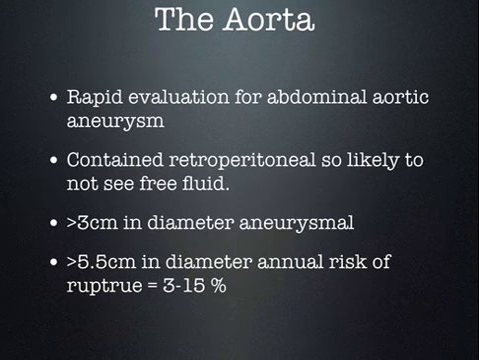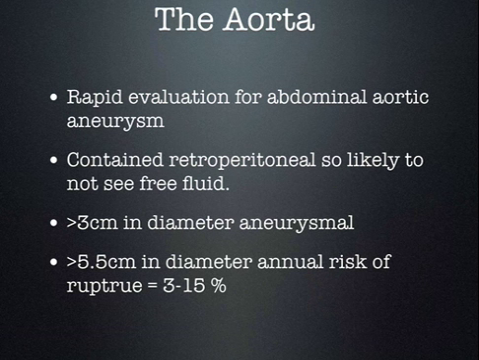Now, with regards to the aorta, it's a very rapid evaluation. We're just going to scan down, and if we find something that looks abnormal, we're going to measure it. Remember that the aortic aneurysm tends to have an increased incidence in annual rupture rate after 5.5 centimeters. The annual rupture rate is 3 to 15%.